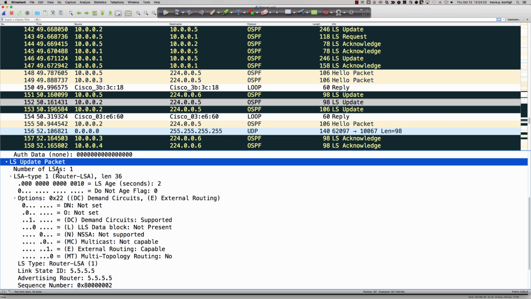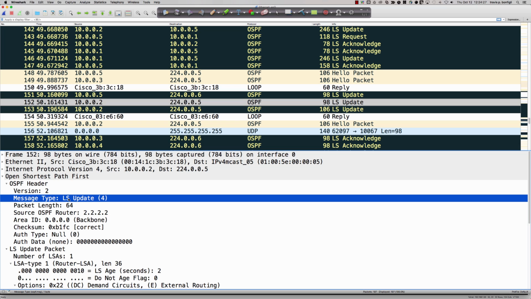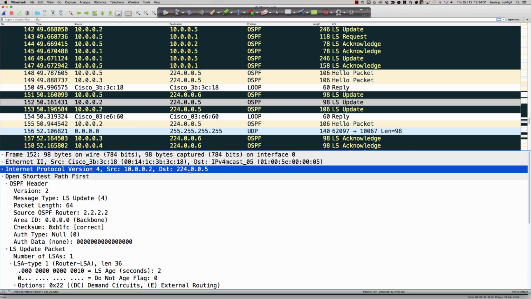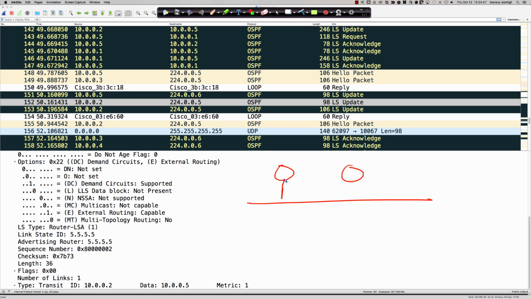And here it is. It's the type 1. You can see it right here. It's an update packet. Where are we at? Link state update packet. There's the originator, and it's going to all OSPF routers. And here it is. And it's the router LSA, right? Because this is, again, the reduction: everybody talks to the DR and the BDR on the segment.